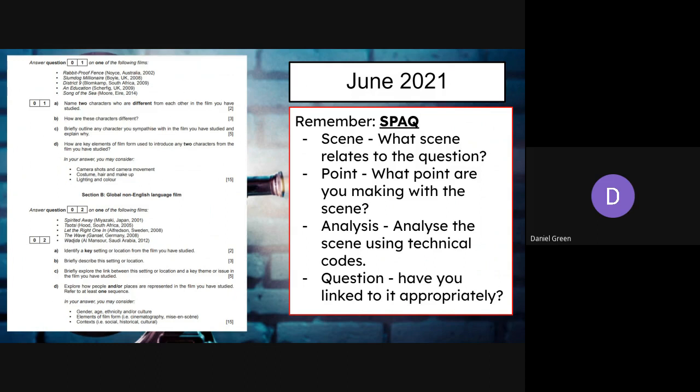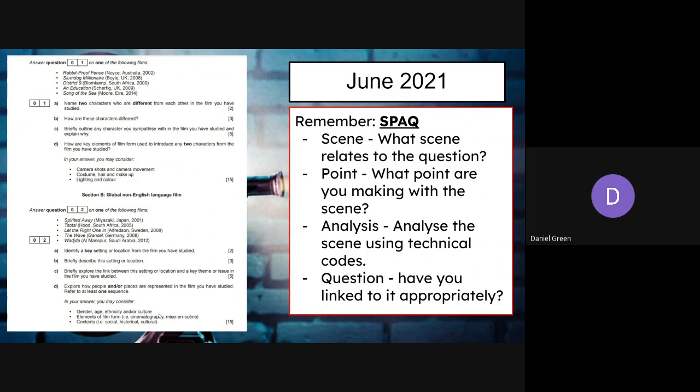You may talk about the rundown temple. You may talk about the bathhouse and how that situation is important and why it's important contextually for Japanese people. Explore how people and or places are represented in the film you've studied. That's a really lovely question because they've given you an and or. You can talk about both or you can talk about one.